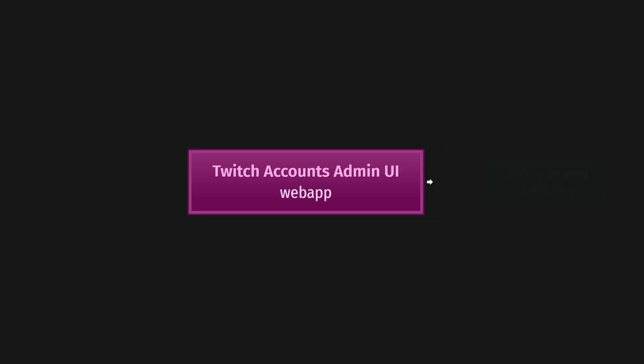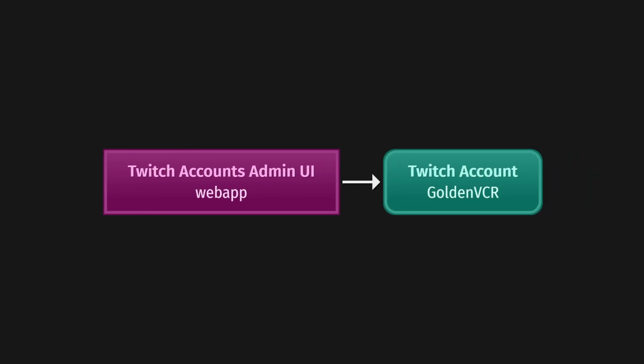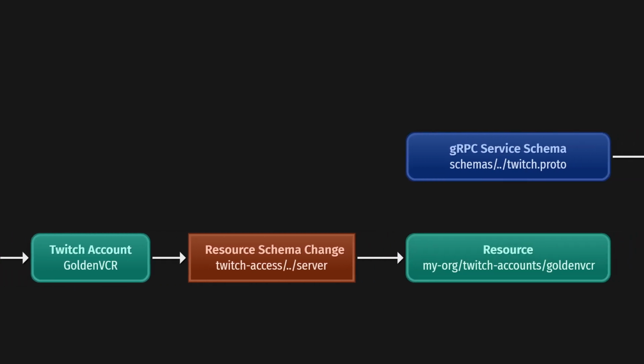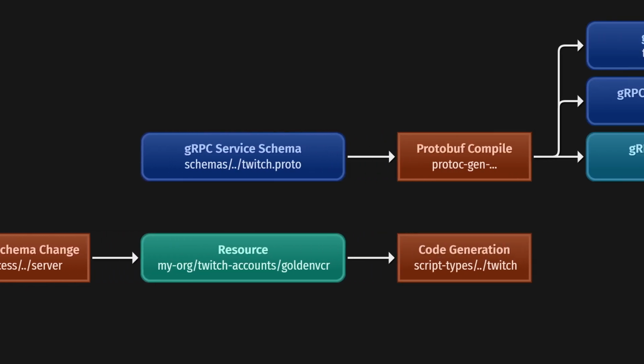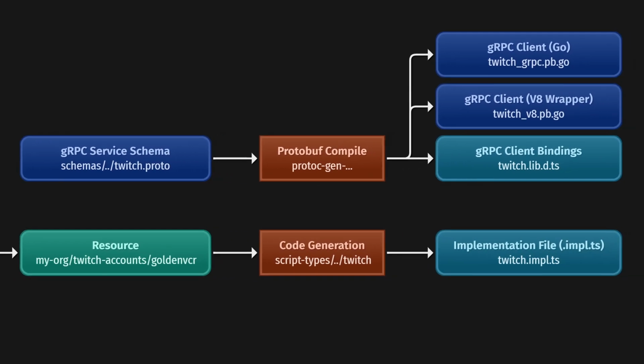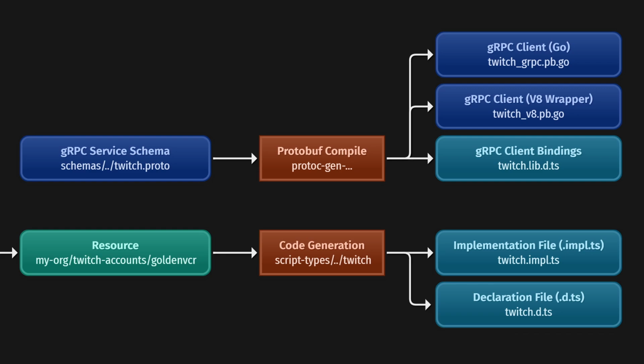For example, the user can connect their Twitch account. That results in a resource schema change. Our script type service picks up on this change and generates the TypeScript code that depends on that resource. In this case, that's a private implementation file and the accompanying type declarations, representing all the Twitch-related code that user scripts can access in this organization.